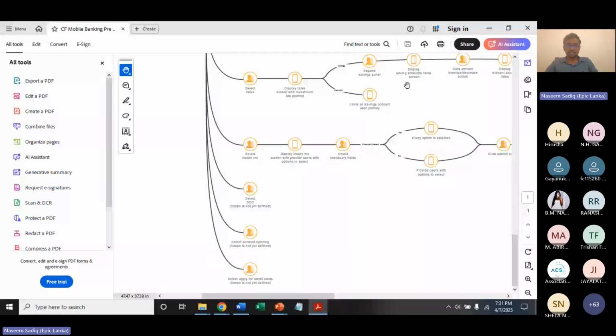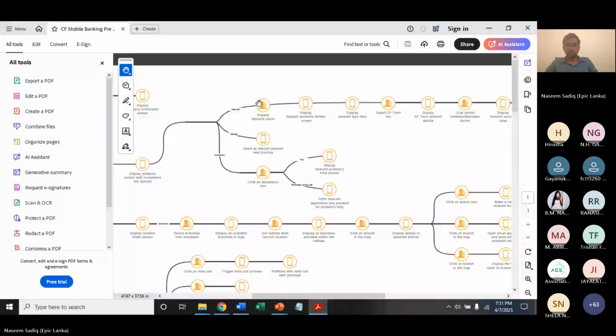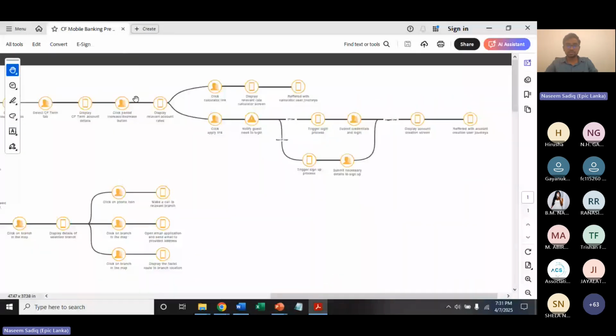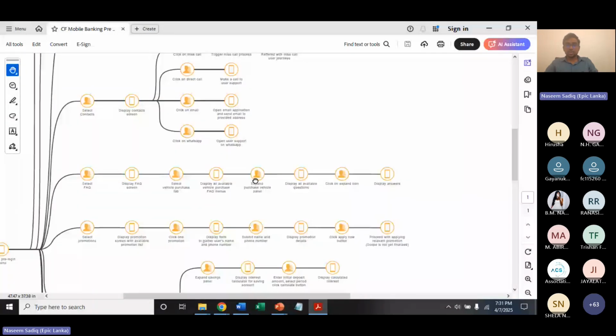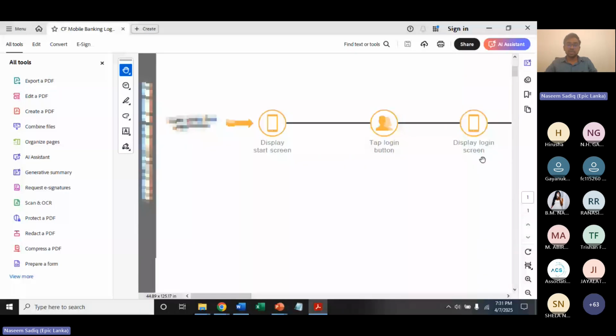I hope you guys can see the journeys, right? You know how each and every click would take you through. Guys, anybody? Yeah, we can see. So for every functionality, this is how you generally go about ascertaining the user journey. Okay, first you display the start screen.